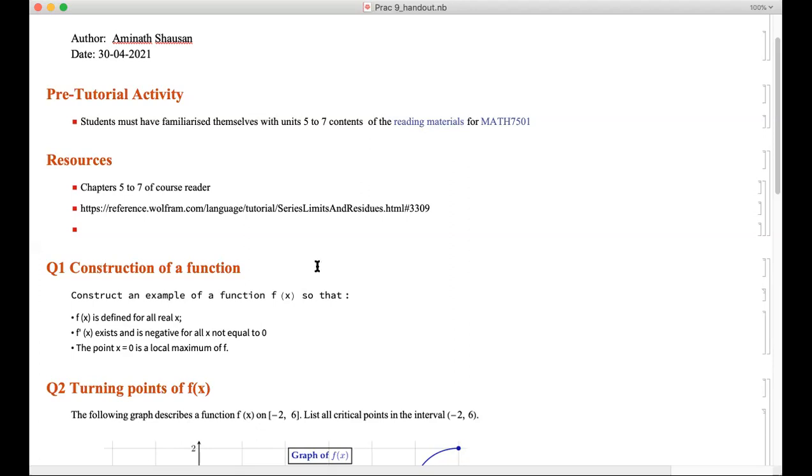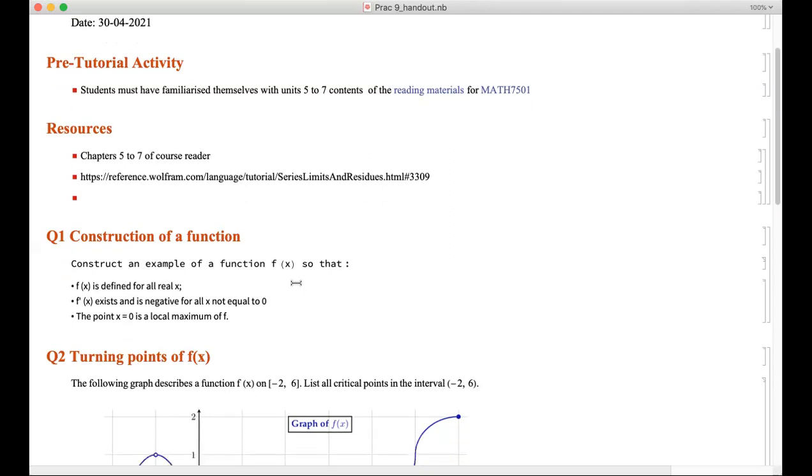All right, let's do question 1. Construction of a function with some specific criteria: the function f is defined for all real x, f dash exists and is negative for all x not equal to 0, and the point x equals 0 is a local maximum of f. Can you think of such a function? Give an example. I'll give you a little bit of time to think about it.